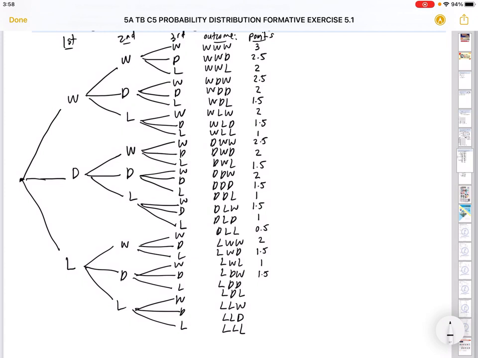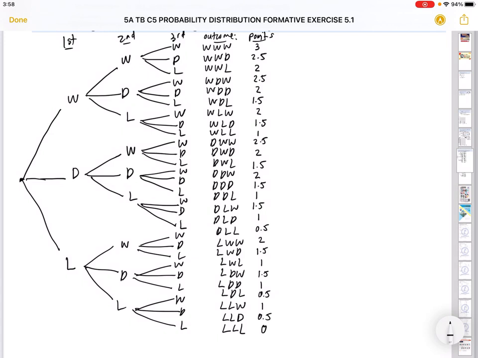Draw, lose, 0, half, and 0. Lastly, lose, lose, win, 1. Lose, draw, 0.5, and this is 0 points. Man, this is very, very long.